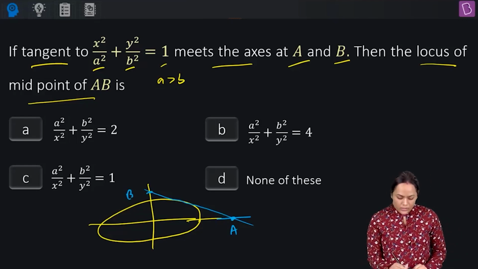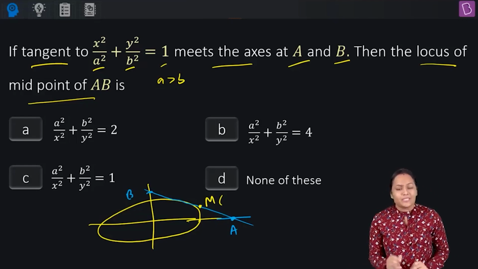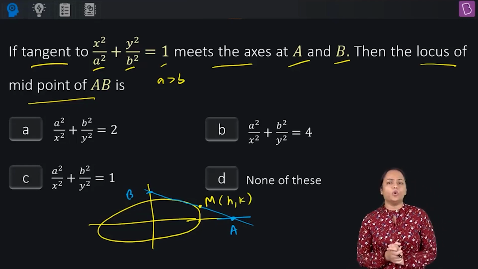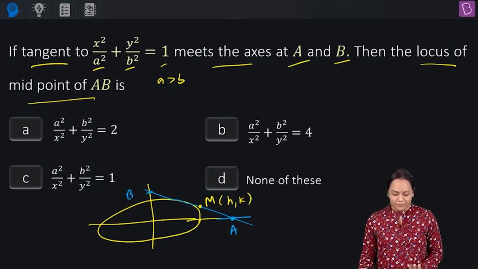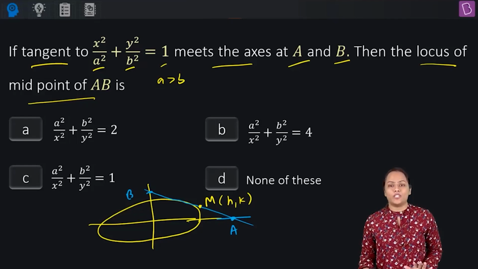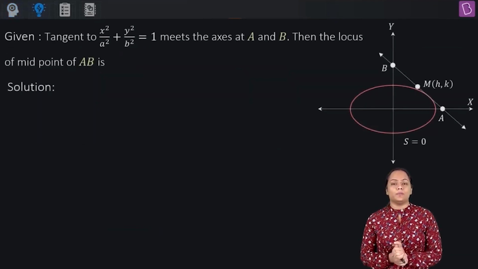and I have to find my midpoint locus. So my midpoint of A and B, let's say here is M, and I'm taking the coordinates of M as h comma k, right? To get the locus, we do that. So I have to find the locus of this point M, which is lying on the tangent. Clear? Okay. How are we going to do this?